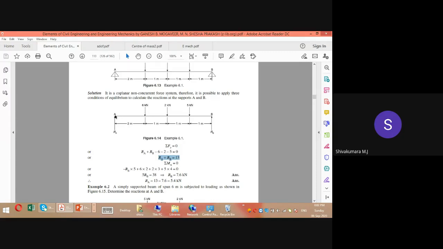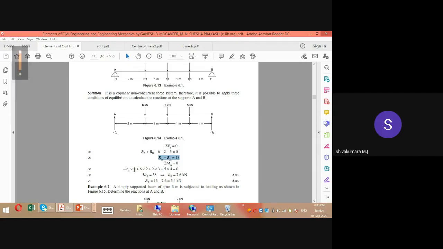And then another condition of equilibrium, moment at any one point equal to 0, you can use. So moment about A equal to 0. Ra into distance is 0, so this has 0 rotational effect. 6 kilonewton into 2 meter, trying to rotate clockwise, positive. 2 kilonewton into perpendicular distance 3 meter, clockwise, positive. 5 kilonewton at a distance of 4 meter, clockwise, positive. Rb towards up with perpendicular distance 5 meter, trying to rotate anti-clockwise, so that is negative.